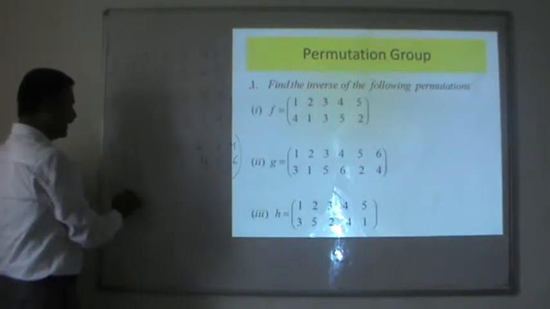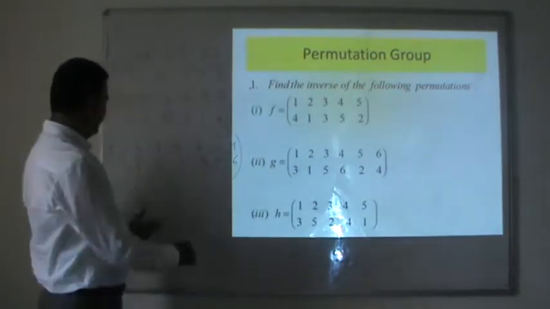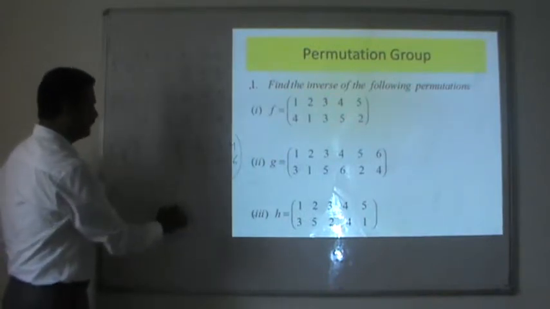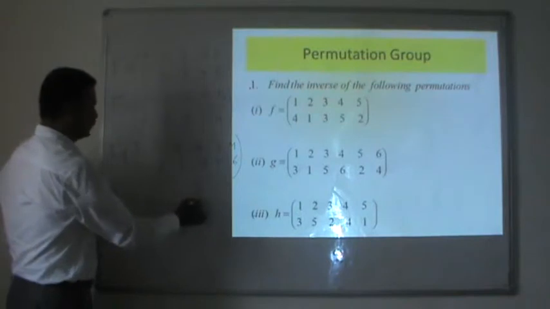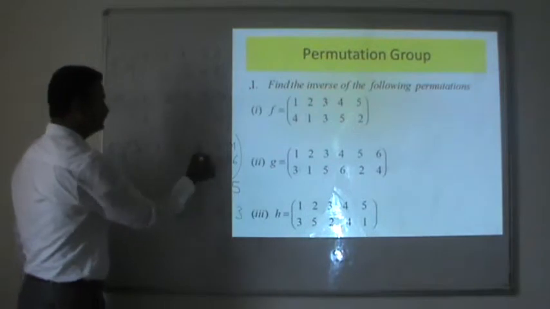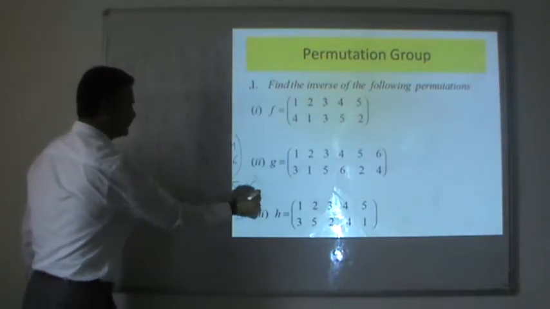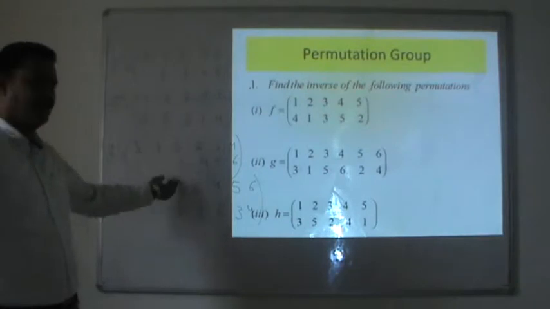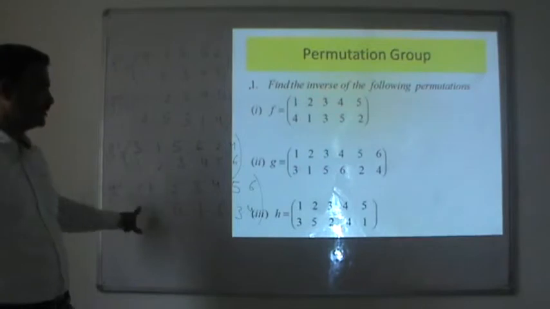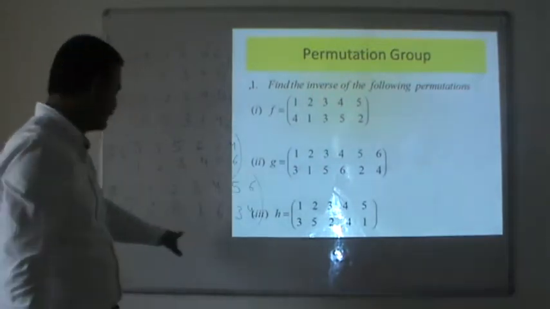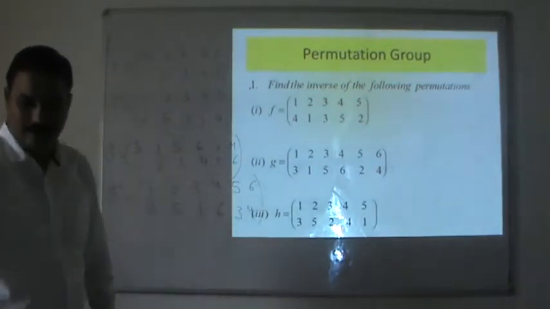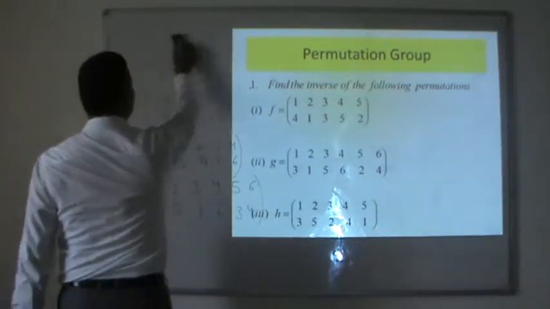Now further we rearrange the elements of the domain. Means 1 mapped on 2, 2 mapped on 5, 3 mapped on 1, 4 mapped on 6, and 5 mapped on 3, and 6 mapped on 4. This is a further rearrangement of columns of this G inverse permutation. So finally we obtain G inverse for the given permutation G, which is the inverse of G. In a similar manner, we can easily determine the inverse permutation for H also.